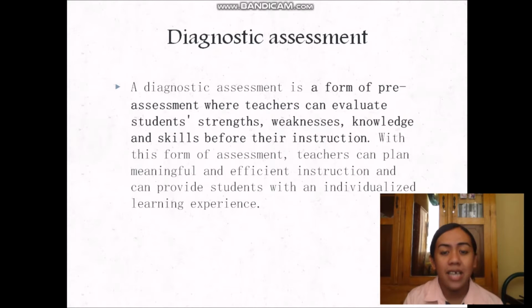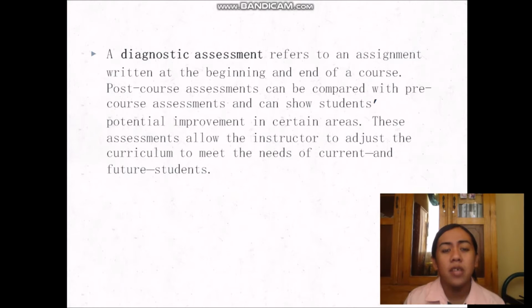So diagnostic assessment is a form of pre-assessment where teachers can evaluate students' strengths, weaknesses, knowledge, and skills before their instructions. With this form of assessment, teachers can plan meaningfully and efficient instructions and can provide students with an individualized learning experiences. So diagnostic assessment refers to an assessment written at the beginning and the end of the course.